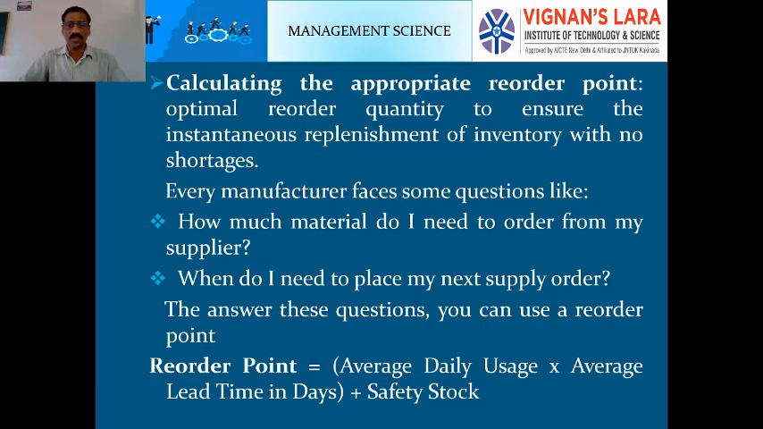Every manufacturer faces questions like how much material do I need to order from suppliers? When do I need to place my next supply order? You can get the answers to these questions with the help of the reorder point. Here we are using an equation. Reorder point equal to average daily usage into average lead time in days plus safety stock. This equation can help us to calculate the reorder point.